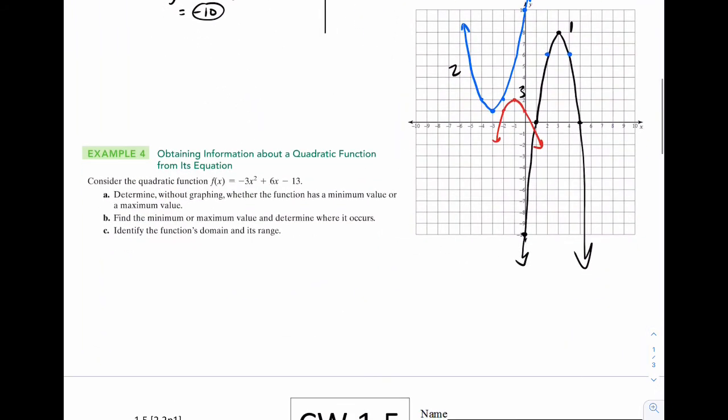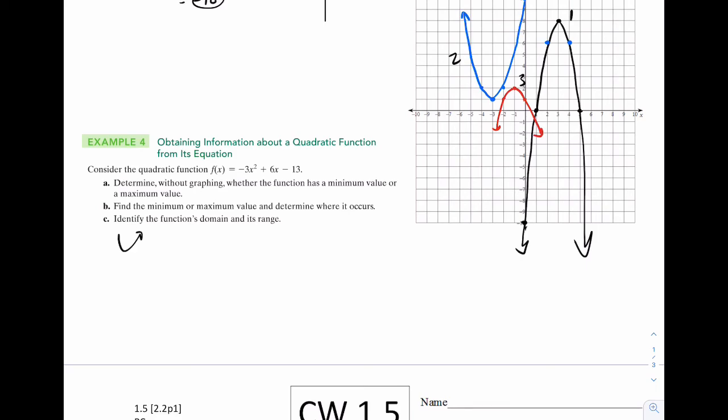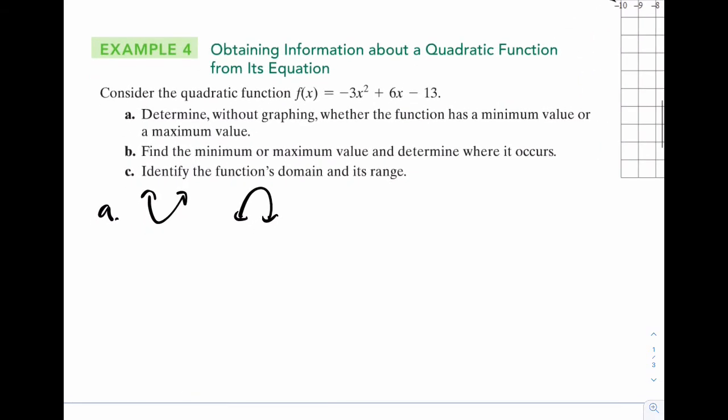Here's our last example. Consider this quadratic, and we're not going to graph. It says determine without graphing whether it has a min or a max. So for A, all you gotta do is think the two possibilities. This one has a min. That's a positive parabola, meaning a is greater than 0. This is a max, meaning a is negative. I can see here that a is negative. So this question clearly has a max. And again, a is negative, therefore max value.